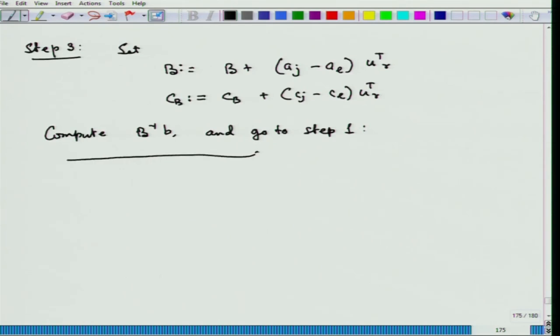So, can you write a computer program with this? That is very important. Can you write a program? That will be fun to do.